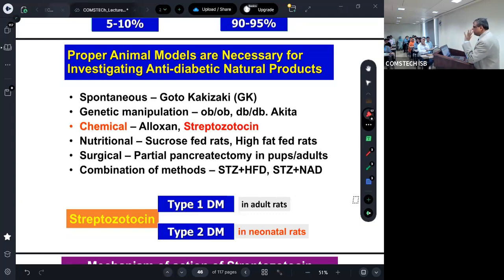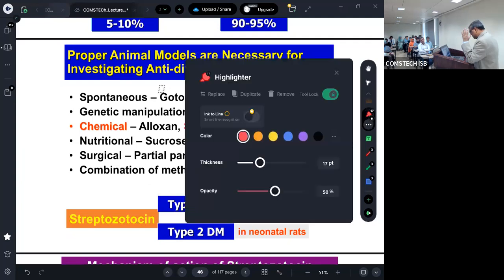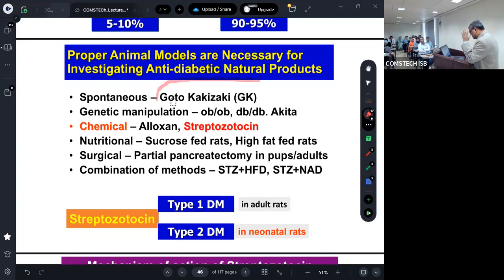So the aim of making an animal model is ultimately to test your plant materials or any materials, extracts or compounds, for this kind of activity, yes or no. In the case of diabetes, there are many models. One is the spontaneous model, as I told you yesterday. This is called a spontaneous model.